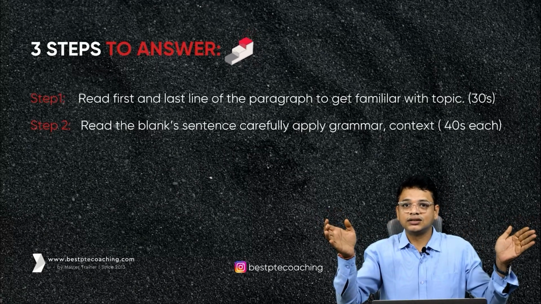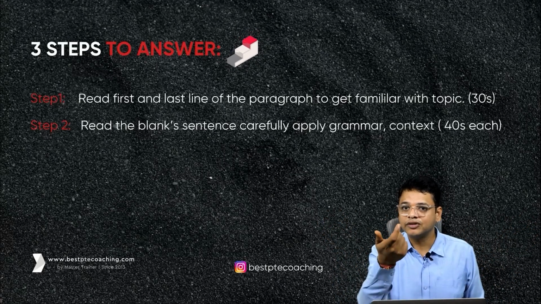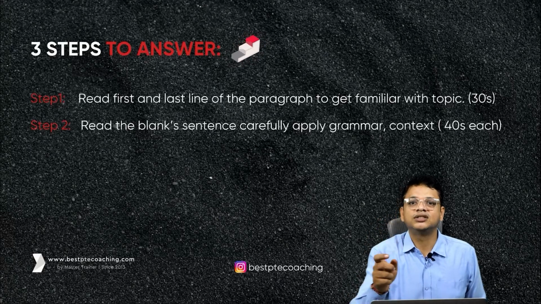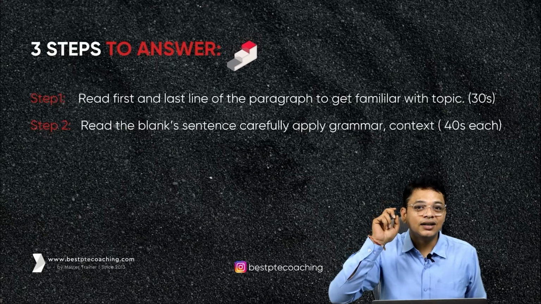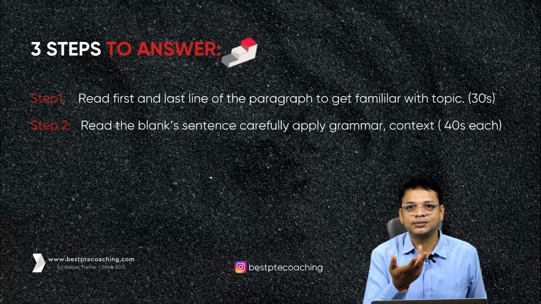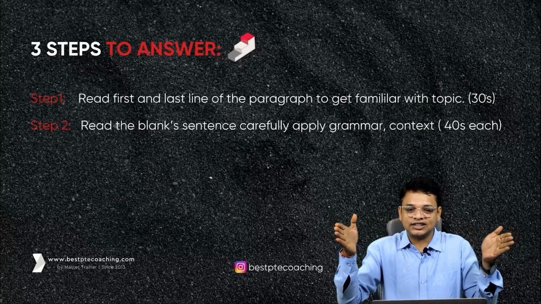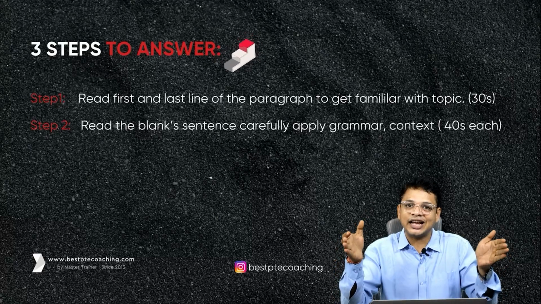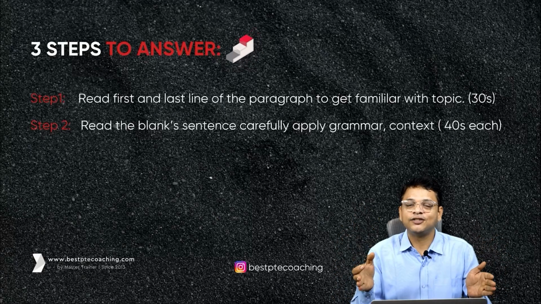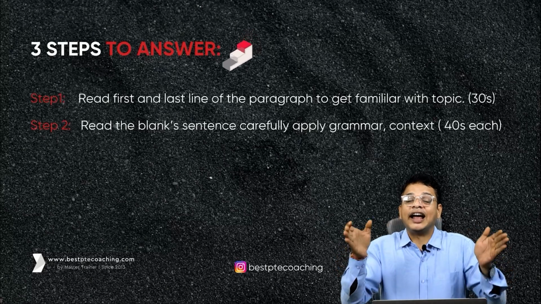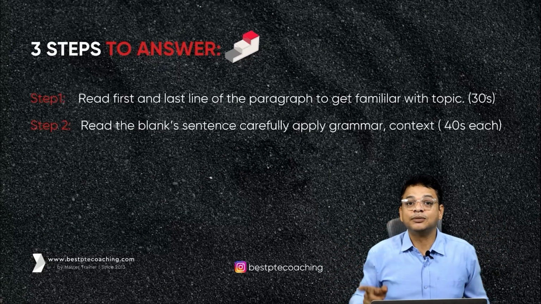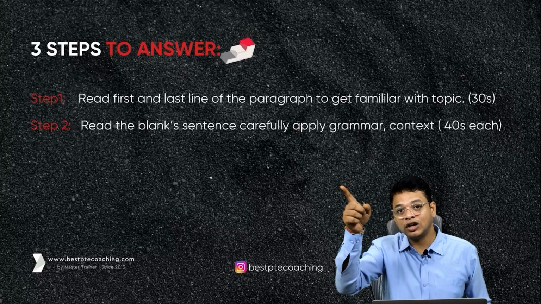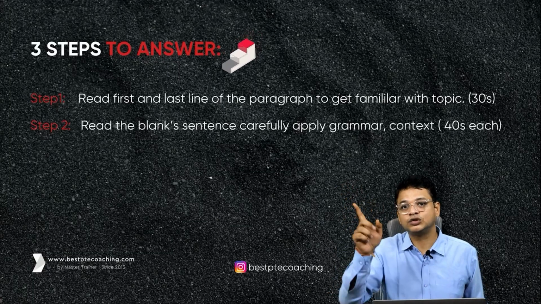In a sentence, sometimes a noun is missing, sometimes an adjective is missing, sometimes a verb, sometimes an adverb, sometimes a conjunction or connector is missing, yes or no? So if you read the sentence where the blank is present carefully, you will understand what kind of word is missing, number 1, and what is the context of the sentence, number 2. What kind of word? What is the context? What is the situation?